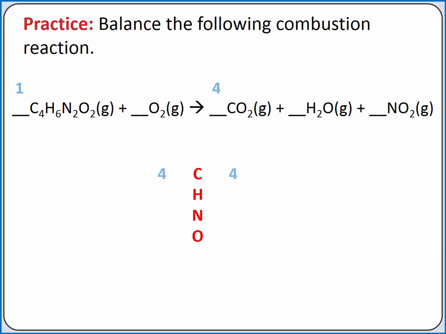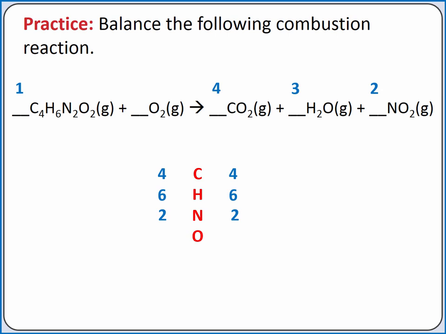We can get 4 carbon atoms on each side of our equation by using coefficients of 1 and 4. Next, we can balance hydrogen. We have 6 atoms of hydrogen on the left, so we can add a coefficient of 3 in front of H2O to get 6 atoms of hydrogen on the right. To balance nitrogen, we currently have 2 atoms of nitrogen on the left, and we can get 2 atoms on the right by adding a coefficient of 2 in front of nitrogen dioxide.